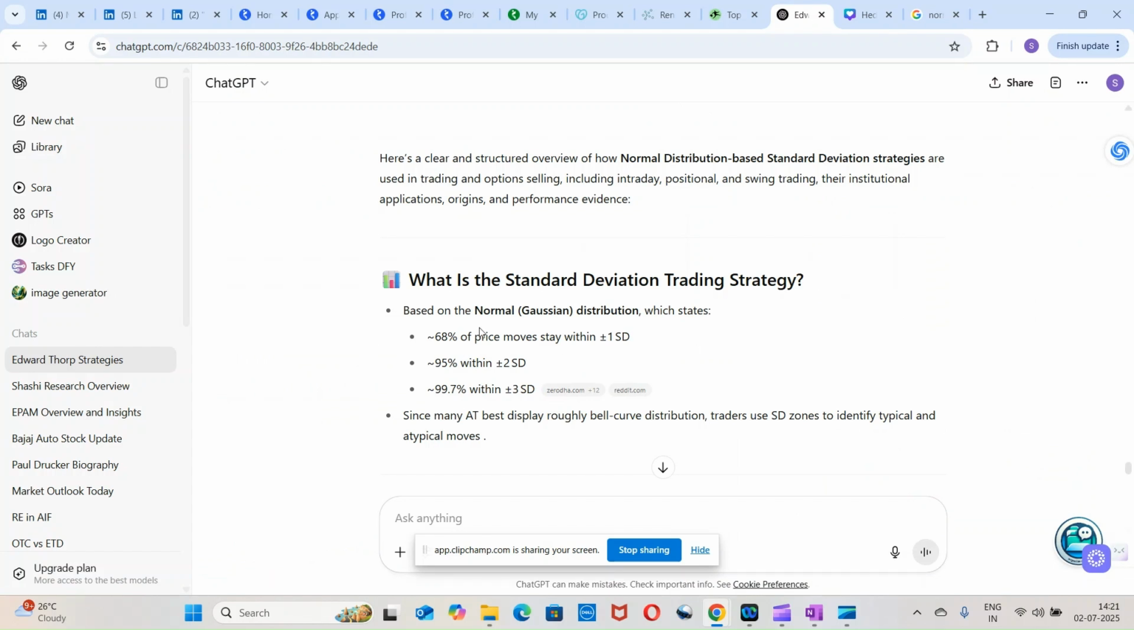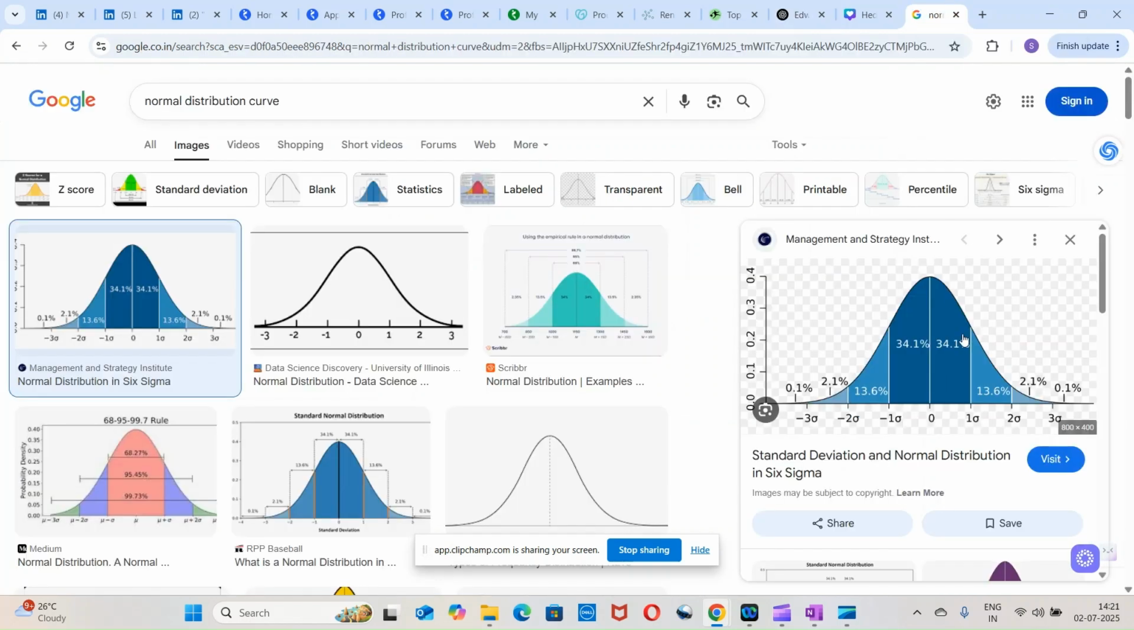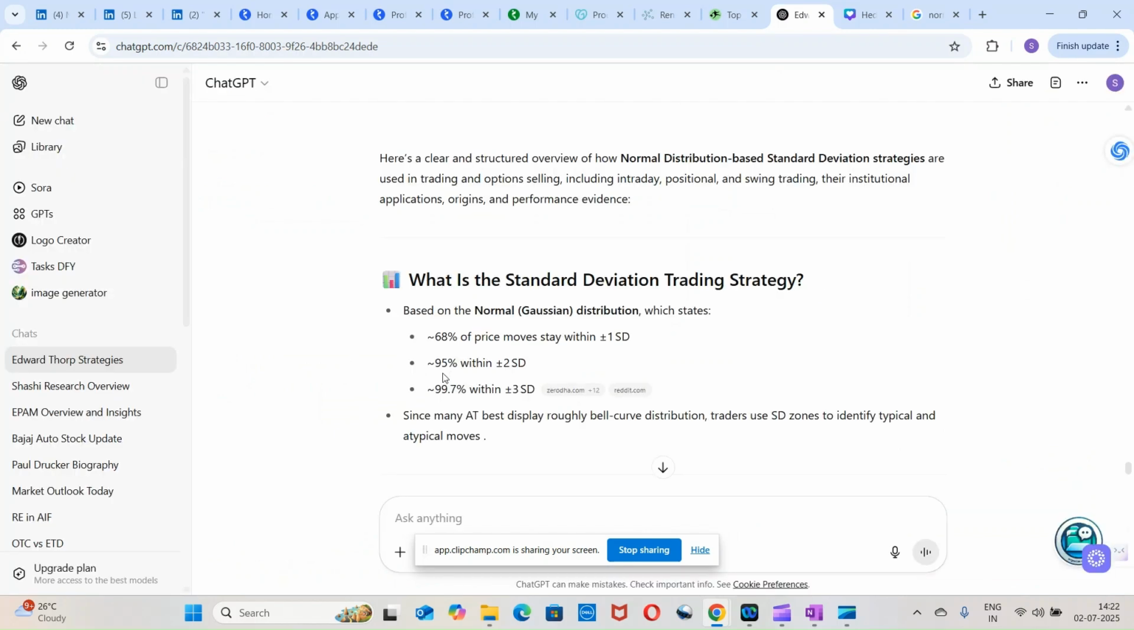So this is the normal distribution channel, which basically states that 68% of the price moves within one standard deviation. If you see this, 34 plus 34, approximately 68% will stay within one standard deviation. So price will stay within one standard deviation 68% of the time, and price will stay within two standard deviations 95% of the time. And 99.7% within three standard deviations.